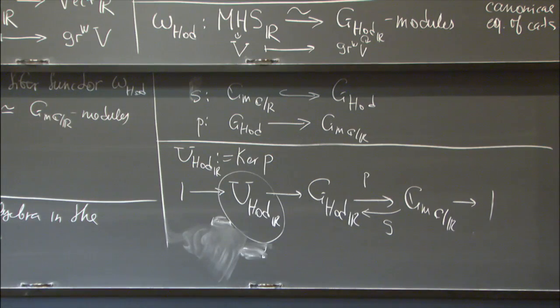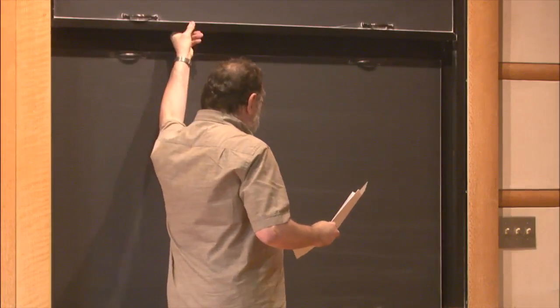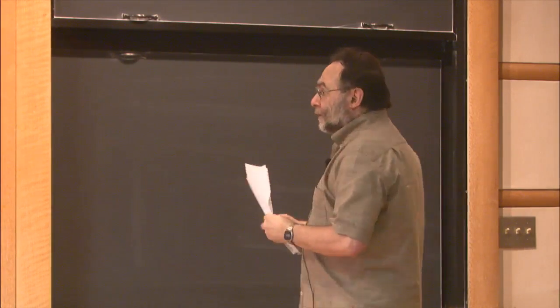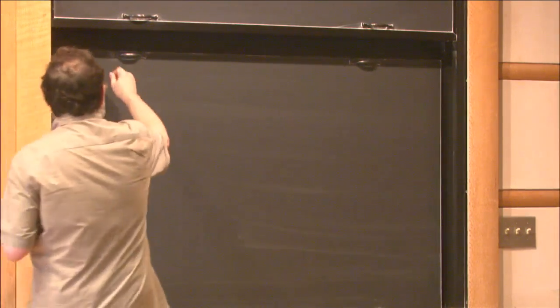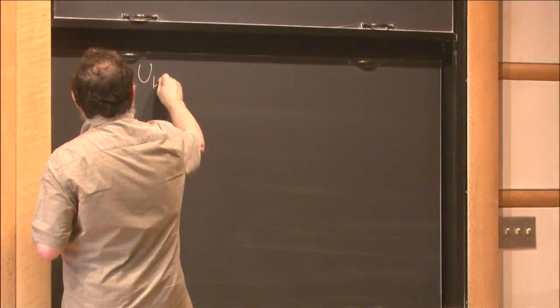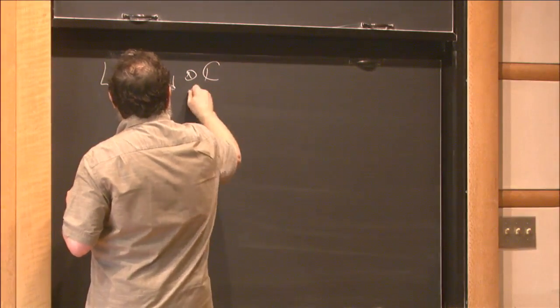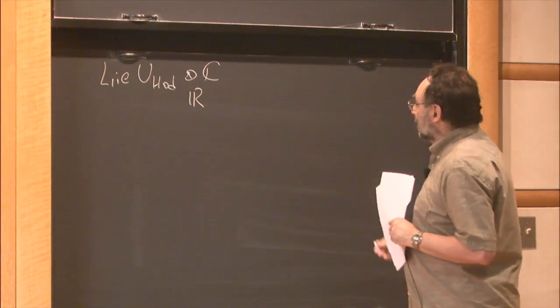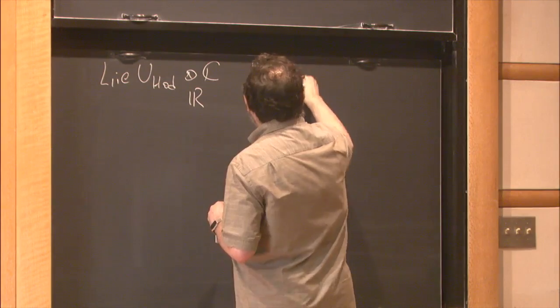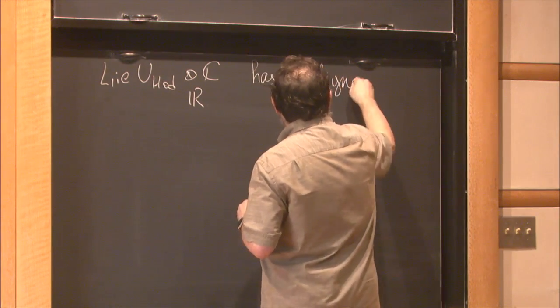Okay, so now we know a little more about this, which is the main point of me talking about this right now. So this is a free Lie algebra in the category of pure Hodge structures. But we can just look at this just as a Lie algebra. And I just take Lie U Hodge tensor C over R. And so this Lie algebra has generators, so Deligne's generators.